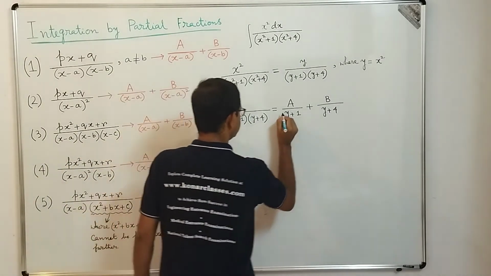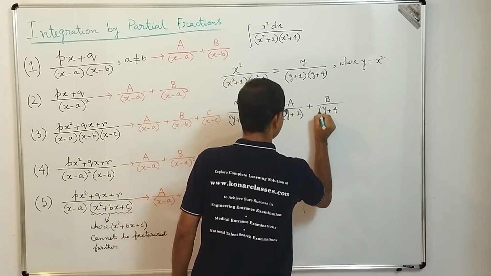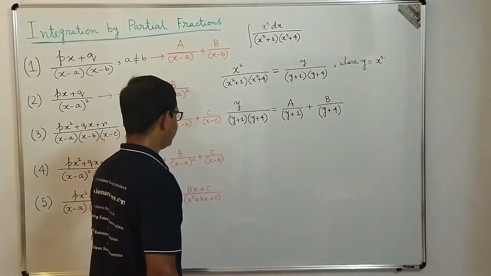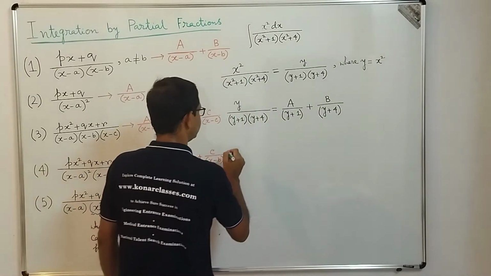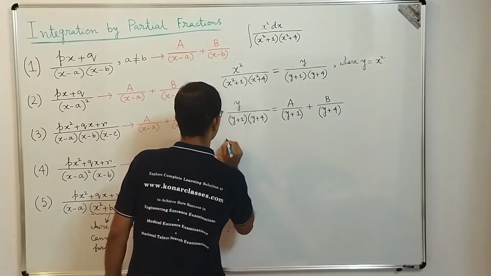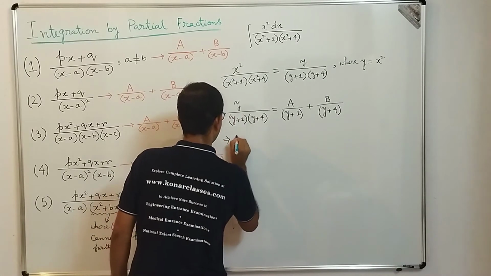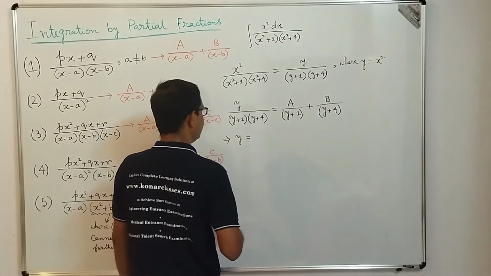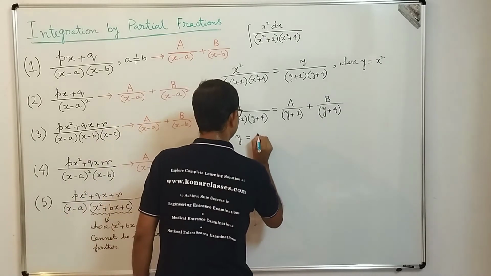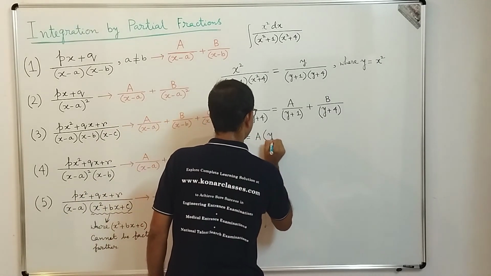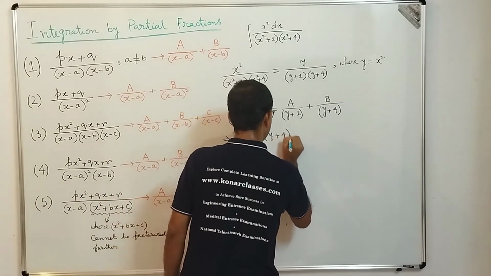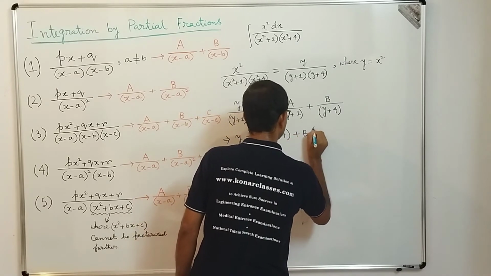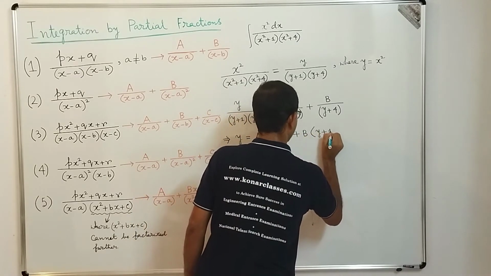So what we should do, dear students? The same procedure we have done earlier: multiply both sides of this identity by (y plus 1) into (y plus 4). If we do so, in the left hand side we will be left with y, and the right hand side will be A into (y plus 4) plus B into (y plus 1).